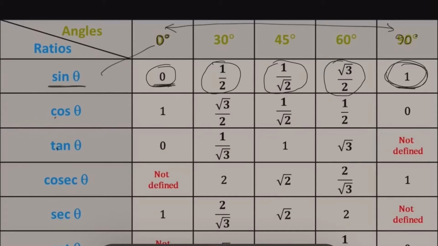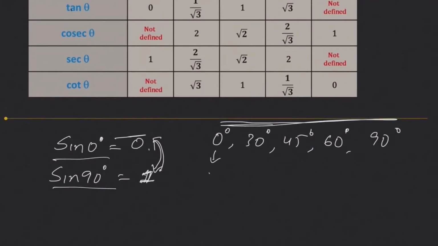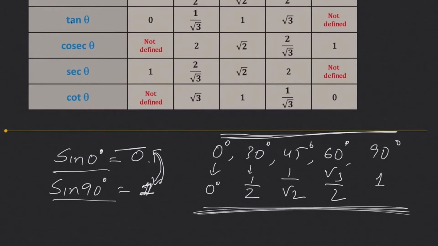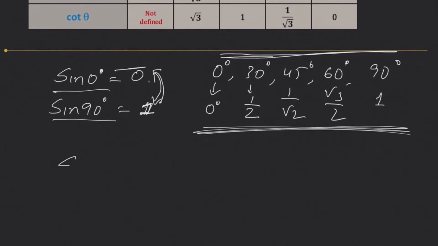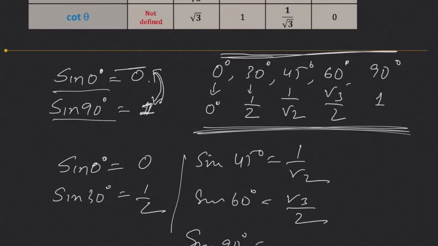Sine 0 value is 0, sine 30 degree is half, sine 45 degree is 1 by root 2, the other one is root 3 by 2, and this is 1. If we remember these carefully, we should be able to remember the other values. So once again, sine 0 degree is 0, sine 30 degree is 1 by 2, sine 45 degree is 1 by root 2, sine 60 degree is root 3 by 2, and sine 90 degree is 1.